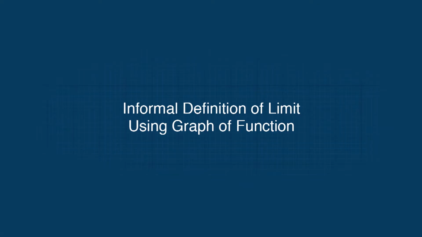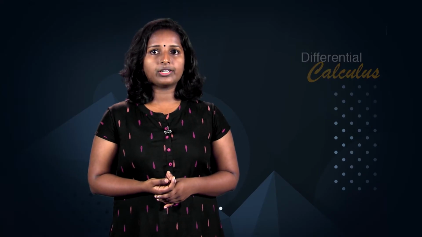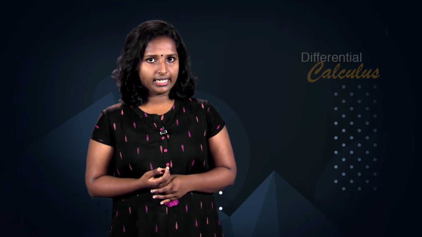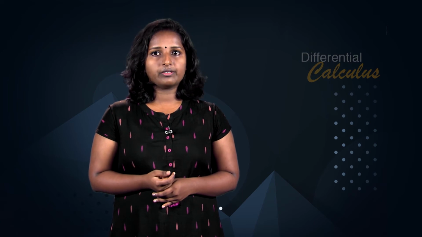Informal definition of limit using the graph of a function. In order to see the behavior of a function y = f(x) when x approaches a fixed point, say c, we can use the numerical table values as we did in the previous example. Another way is to use the graph of the function to get an intuitive idea of the limit of a function when x approaches a fixed point.